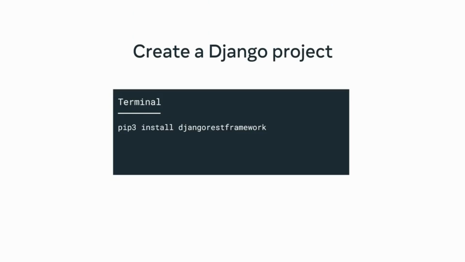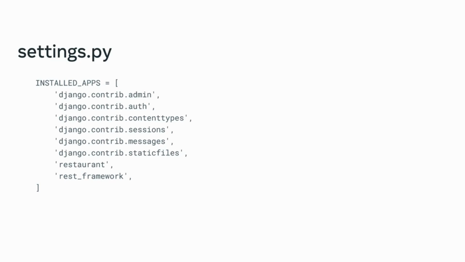In this video, you will explore the steps to build REST APIs for performing CRUD operations on the menu and the booking models. Let's step through the process now. First, you must install the Django REST framework using the pip command. Next, add rest_framework to the list of installed apps in the project's settings.py file. Notice that the app named Restaurant is also added to the list.